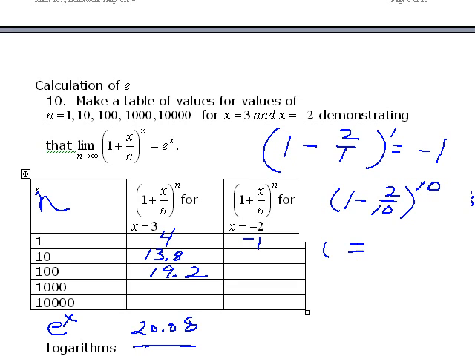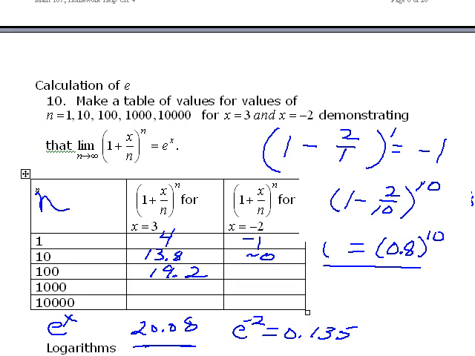Okay, so 1 minus 0.2, so I've got 0.8 here, and I raise it to the 10th power. This ends up to be a very, very small number. It's like 10 to the minus 7, so it's almost 0. Well, what's e to the minus 2 anyway? It's 0.135.